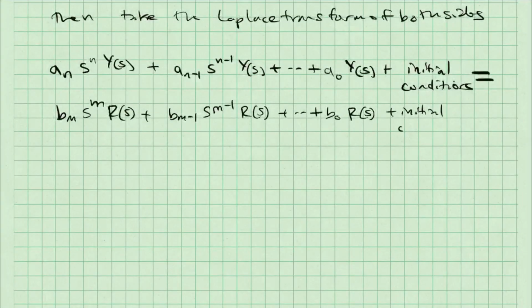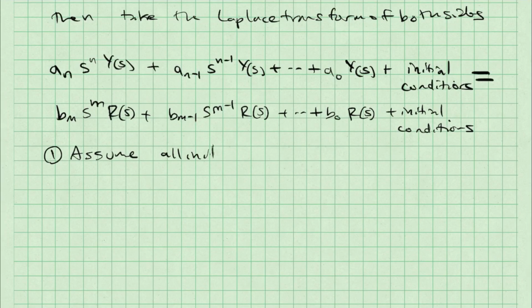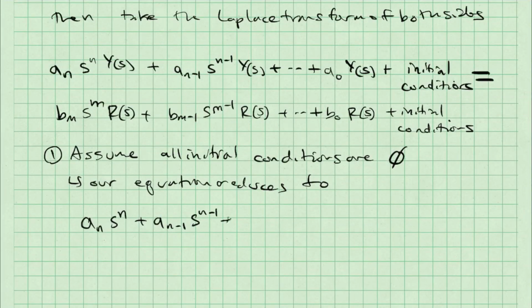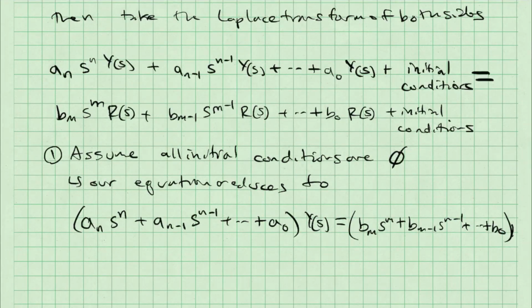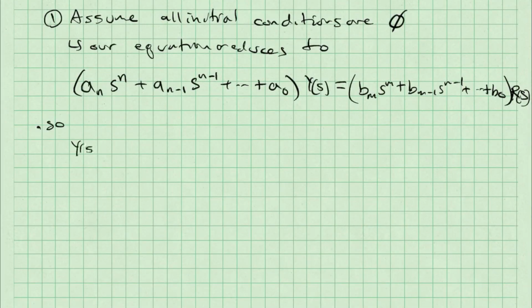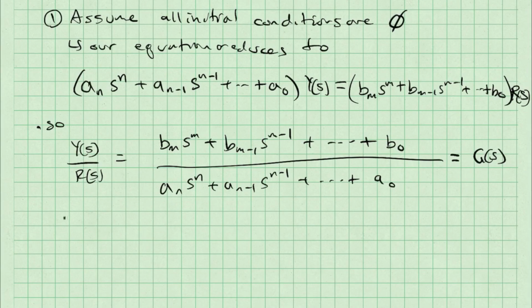In order to compute the transfer function, we'll assume that all of our initial conditions are 0. As a result, our equations reduce down to exclude those initial conditions, and I'll pull y of s, the output, and r of s, the input, out. If I solve for the relationship between the input and the output, y of s over r of s, I'm left with b sub m s to the m plus b sub m minus 1 s to the m minus 1 plus dot dot dot plus b naught in the numerator, and a sub n times s to the n plus a sub n minus 1 times s to the n minus 1 plus dot dot dot plus a naught. And this fraction represents what I call my transfer function. I'll call it g of s to be short.